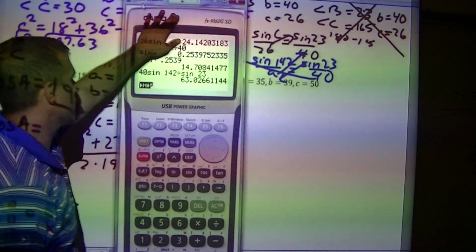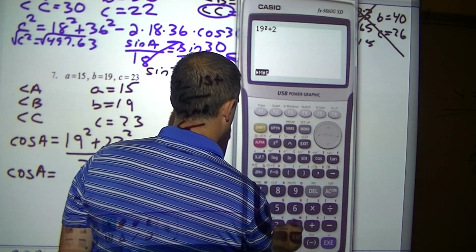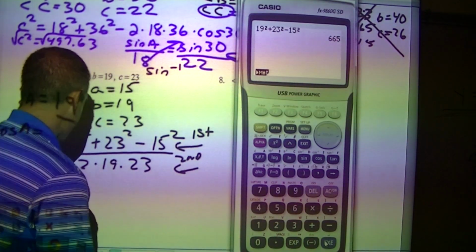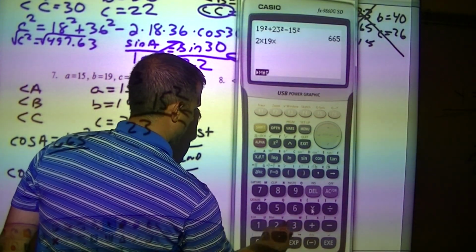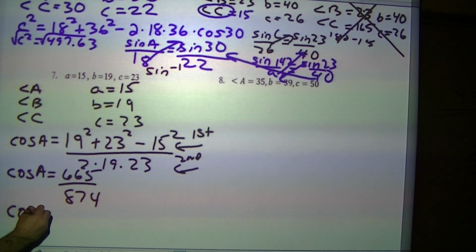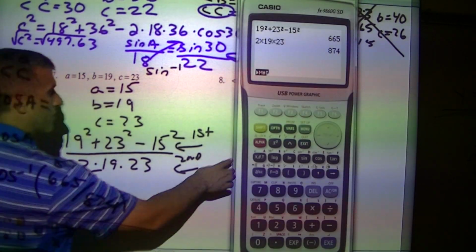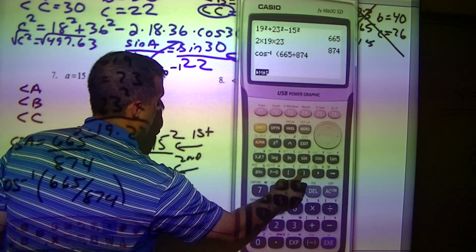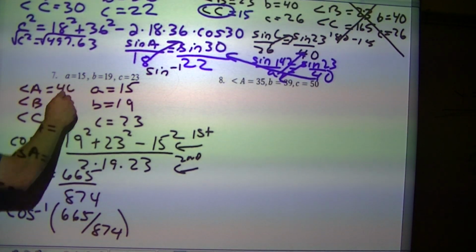So what I'm going to do there is 19 squared plus 23 squared, minus 15 squared. That's going to be 665 over 2 times 19 times 23, which is 874. Just like anytime I try to find the angle, I'm going to do inverse cosine. Now, to make this easier on yourself, when you do inverse cosine, go ahead and just put parentheses around this fraction, 665 divided by 874. That ends up being about 40 degrees. So that's angle A, about 40.